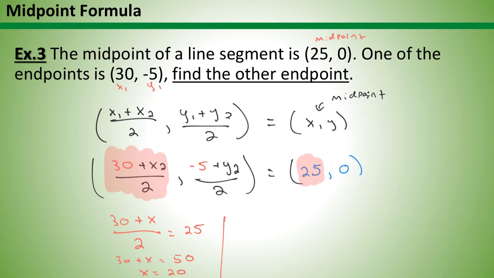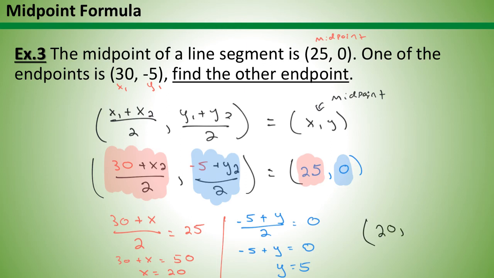Then we do the same thing with our y's. Let me highlight that in blue: -5 plus y over 2 is equal to 0. If I multiply both sides by 2, I end up with -5 plus y is equal to 0 still. Then add 5, and I get y is equal to 5. So the x value of the endpoint is 20, and my y value is 5. That would be our other endpoint.